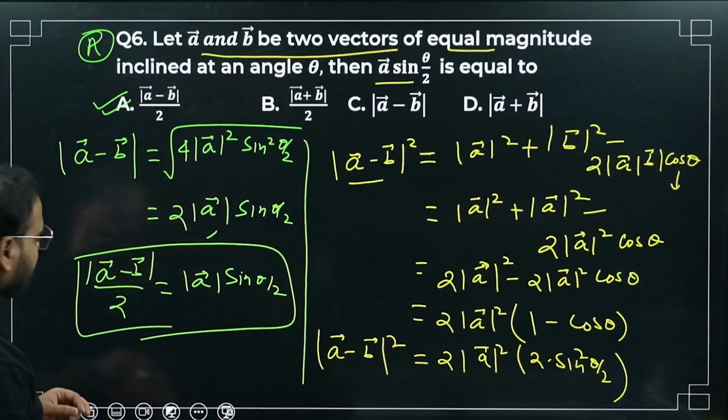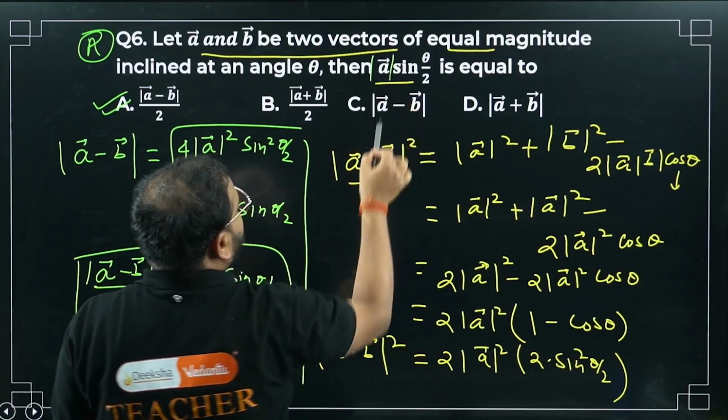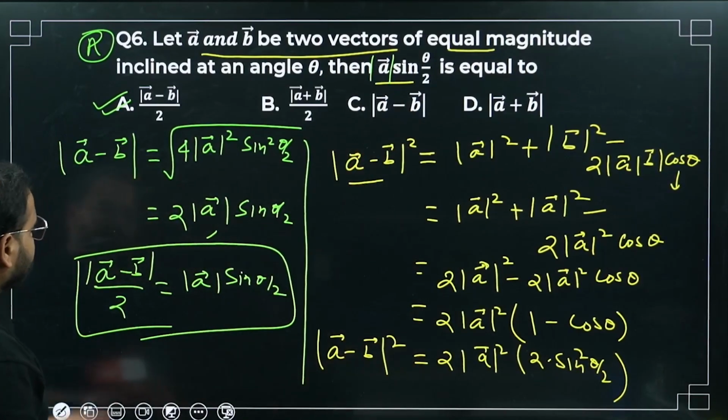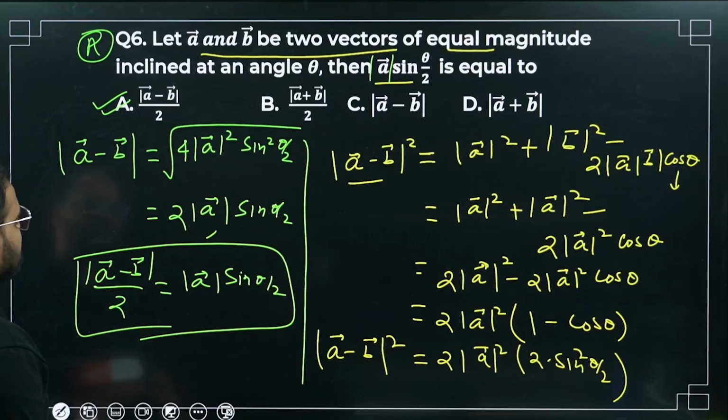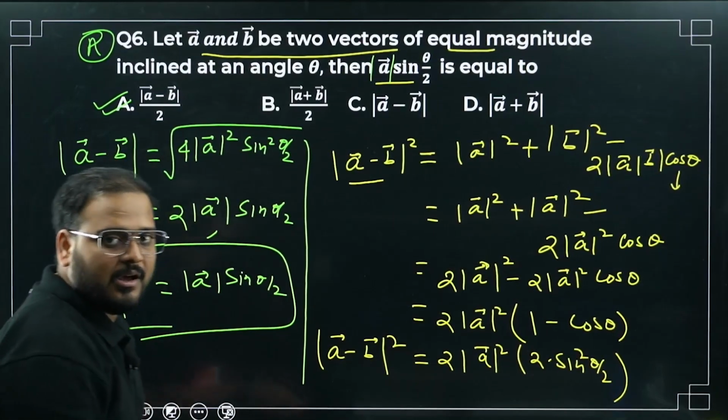Simple enough. Please have a look. This is mod, mod of A minus B upon 2. Option number A is correct. A very, very good question.